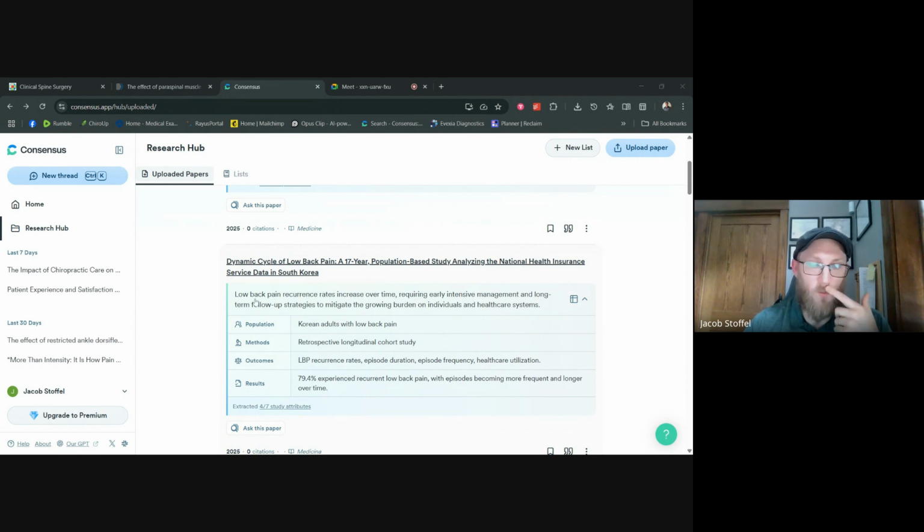Well, why is that important? Well, even the study called for this. Based upon the fact that they became more frequent and longer over time, they increased healthcare costs, healthcare load, etc. So they basically said low back pain recurrence rates increased over time, requiring early intensive management and long-term follow-up strategies to mitigate the growing burden on individuals and the healthcare system. That's where places like my office come in.